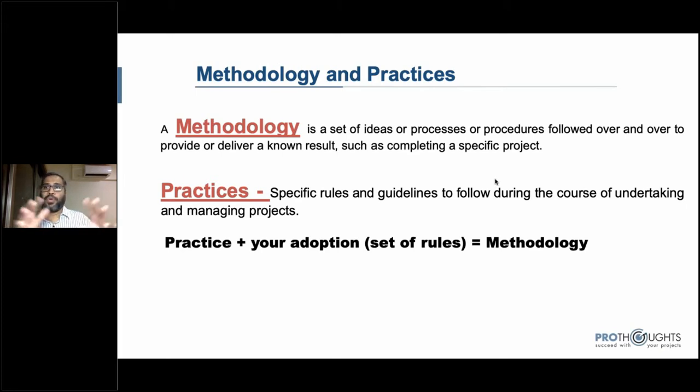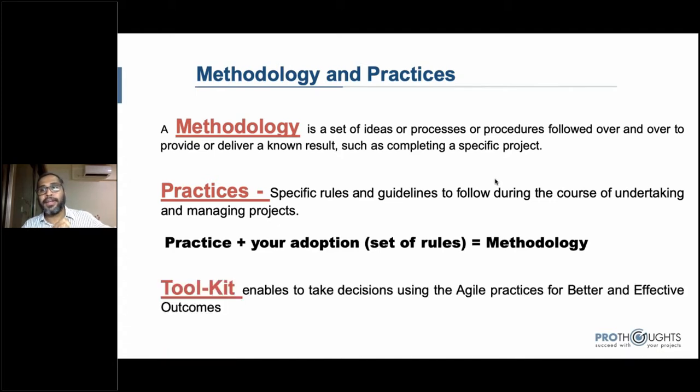Now they have said that there is a toolkit, like Disciplined Agile is a toolkit. I will come to that. But what is a toolkit? The toolkit is an enabler to help you take decisions using the various Agile practices. So it's a tool that will help you make decisions for your projects, leveraging different Agile practices. Why? For a better and more effective outcome.